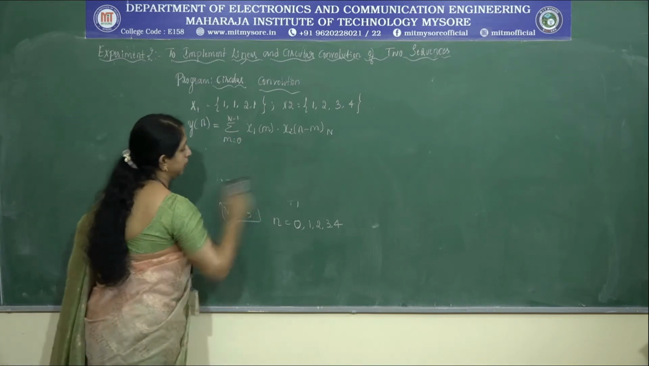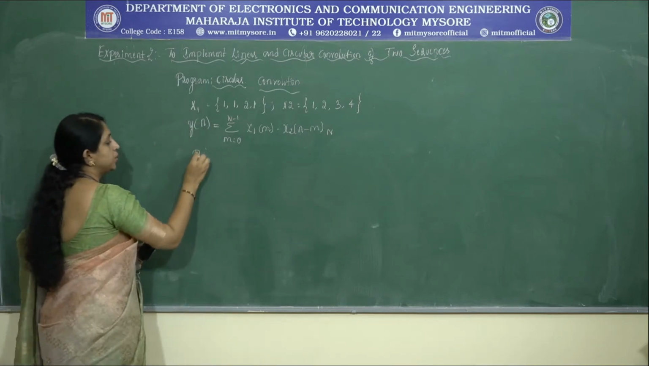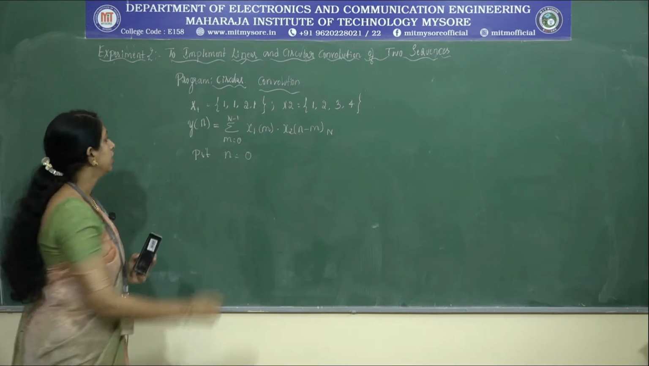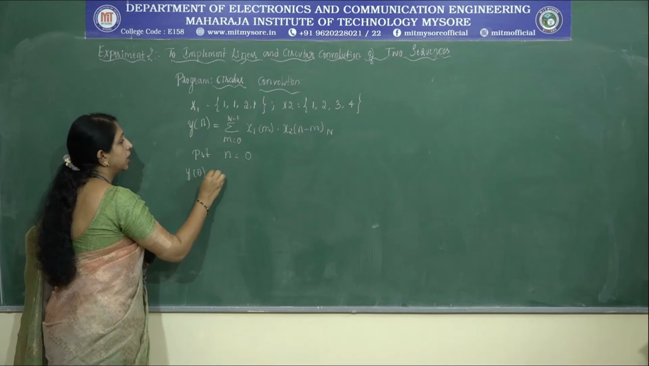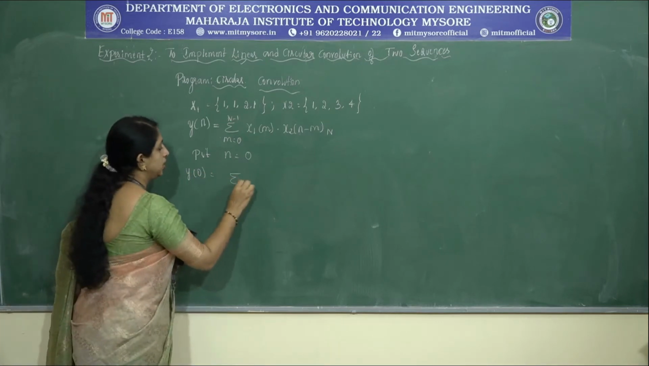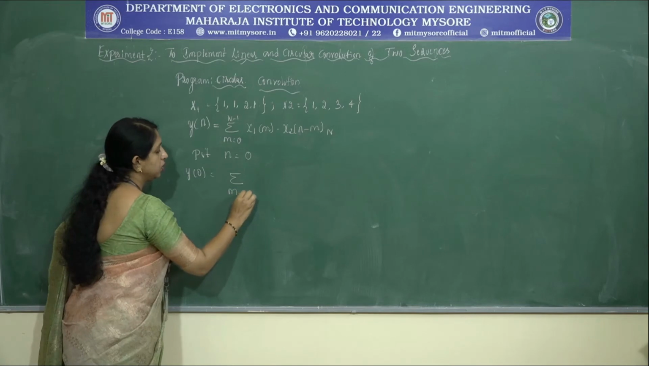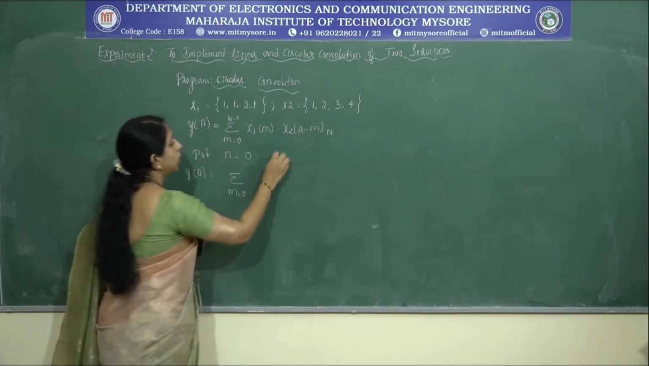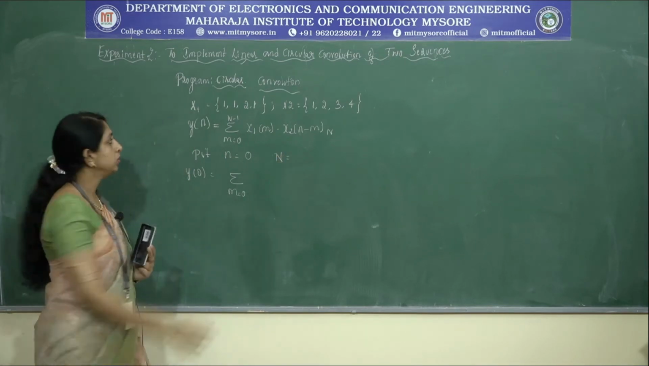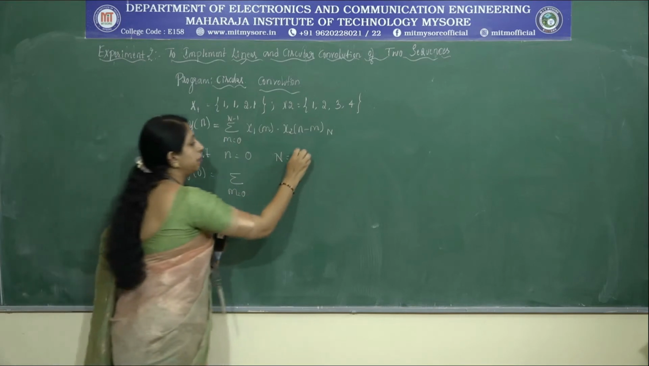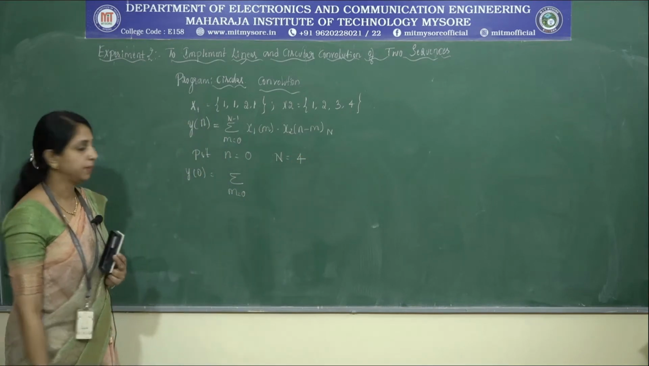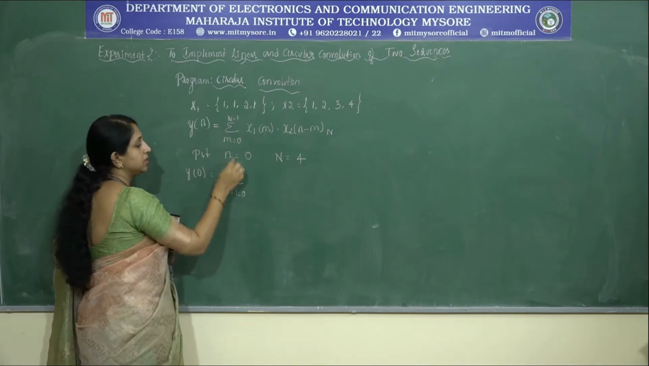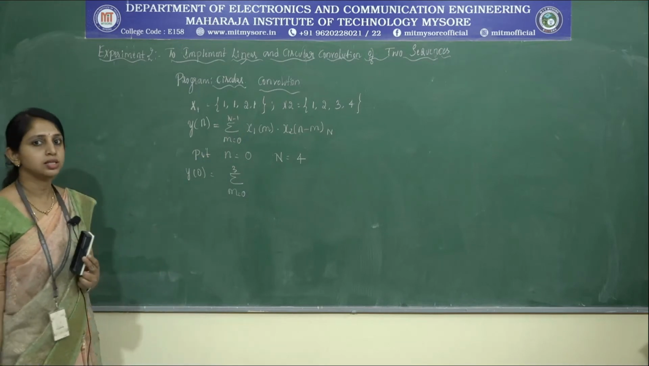Now, put n is equal to 0 in the first case. y of 0 is equal to summation m is equal to 0 to N minus 1. For this example, we have already calculated that both sequences are of equal length and capital N will be equal to 4. N is 4, 4 minus 1 is 3, so m goes from 0 to 3.